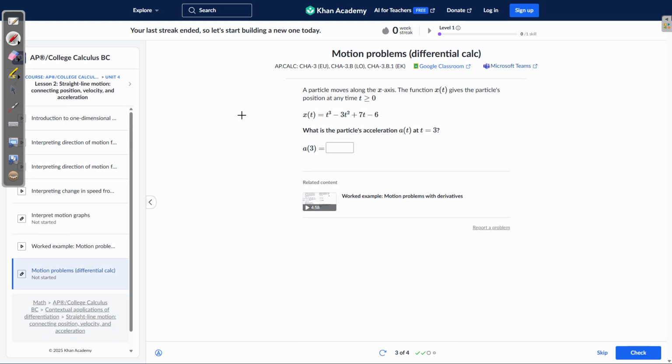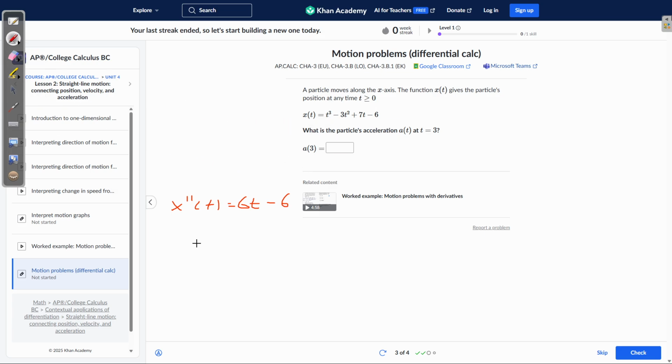So fourth question here. A particle moves along the x-axis, and the function gives the position. If velocity is the derivative of position and acceleration is the derivative of velocity, then acceleration is going to be the second derivative of position, not velocity, sorry. So let's find the first derivative, which is just using the power rule. Remember, take it down, subtract 1 from the power. And then the second derivative is going to be 6t minus 6.